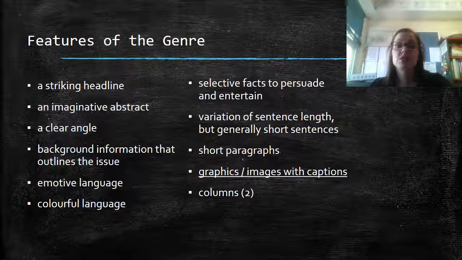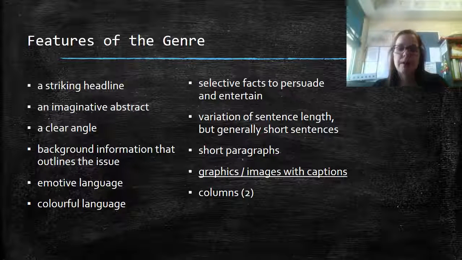A few things to remind you in regards to features of this genre are that your article needs to have a striking headline, an imaginative abstract, a clear angle, background information that outlines the issue about human conditions, that's going to feature in your abstract. You need to use emotive and colourful language, selective facts to persuade and entertain, so they're the quotes from your poems, a variation of sentence length, but generally they're short, sharp sentences. It's quite a quick moving genre.